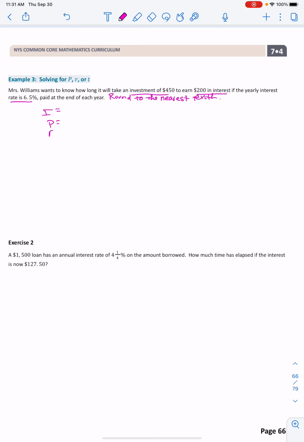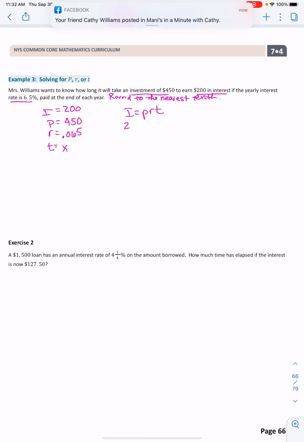So we have I, P, R, and T. Now for here, what we're finding is we're not finding the interest because it's telling us that we have $200 interest. They want to know how long it'll take to get there. But we have our principal, which is $450. Our rate is 0.065. And we want to know how long it will take to get there. So we have I equals P, R, and T.